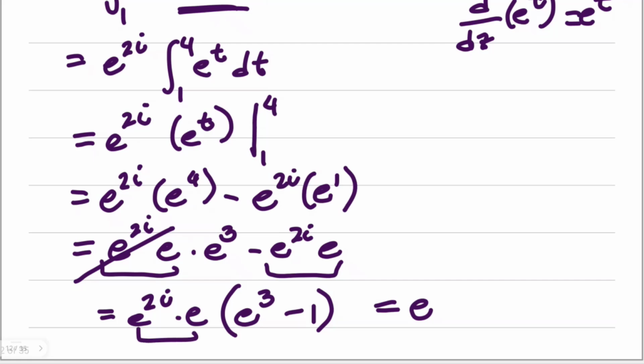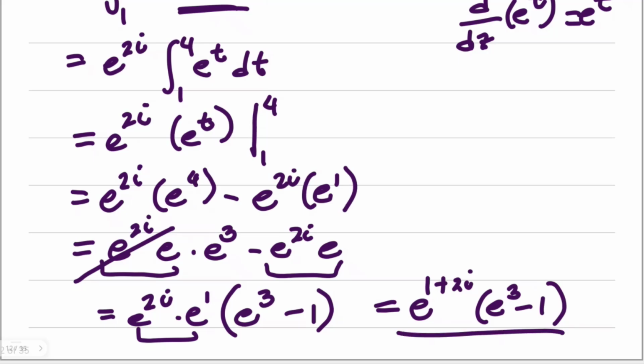So basically, the final answer, one of the forms that you can try, is e to the power of, when we add exponents here, can I do this? 1 plus 2i. I don't know if it's okay with you. Of course, we add exponents, just simply rearranging them in how we write complex numbers, times e to the power of 3 minus 1. I believe this is okay at this point.